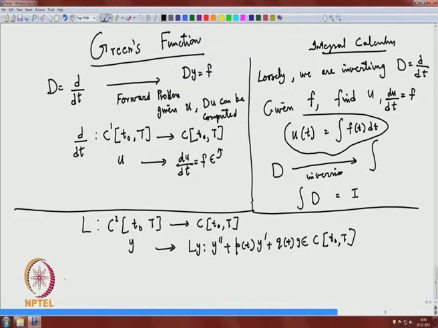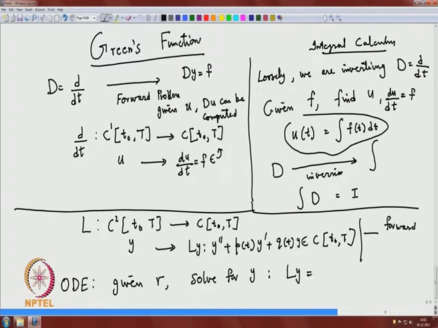What is the ODE we are trying to solve so far? Given R continuous, solve for y satisfying L y equals R. This is the forward problem basically; given y, computing L y is not a problem. So, ODE solving is that, in the integral calculus setup of a more general ODE, you are trying to invert your ODE, you are trying to solve L of y is equal to R.